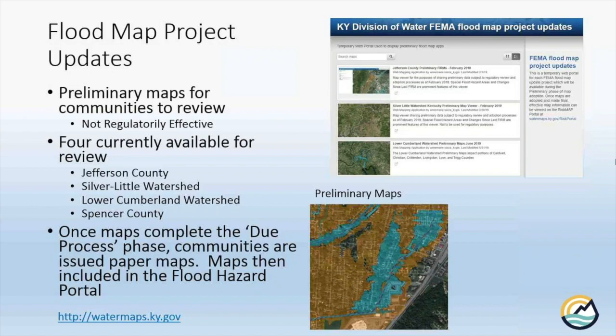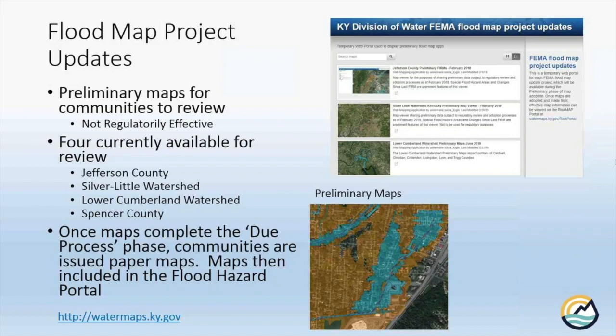Currently, if you go to that site, there are 4 maps or 4 areas up there for review. So Jefferson County's getting new flood maps. Silver Little watershed, which is like Oldham, Trimble, Carroll County, that area. Part of the Lower Kentucky watershed is coming up, and then Spencer County, they had a levee accreditation go through, so they're getting some new maps.